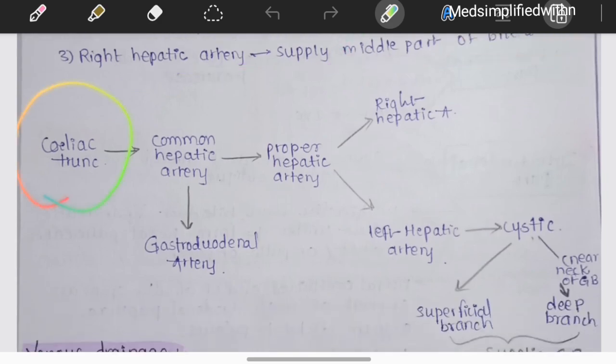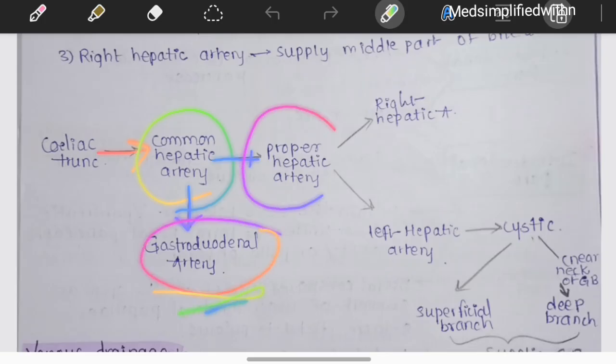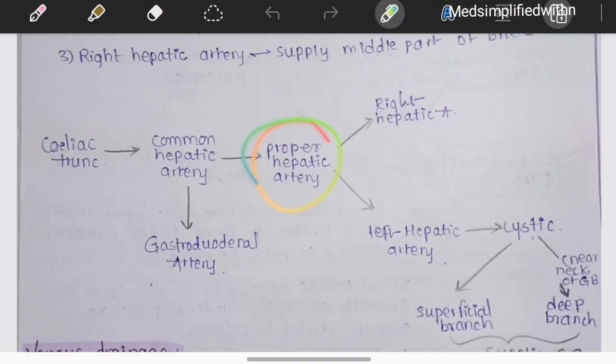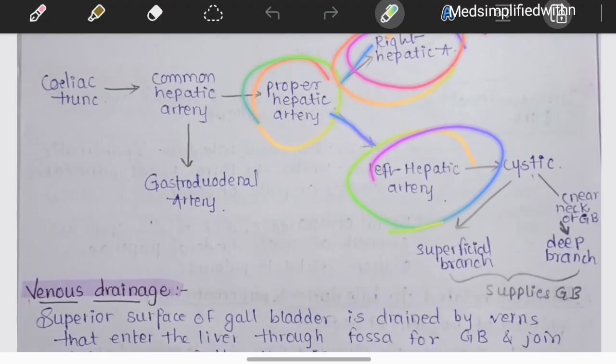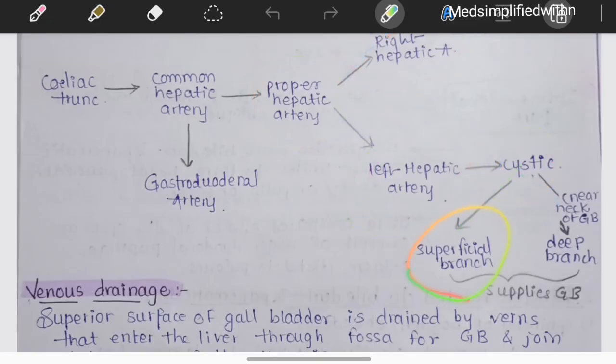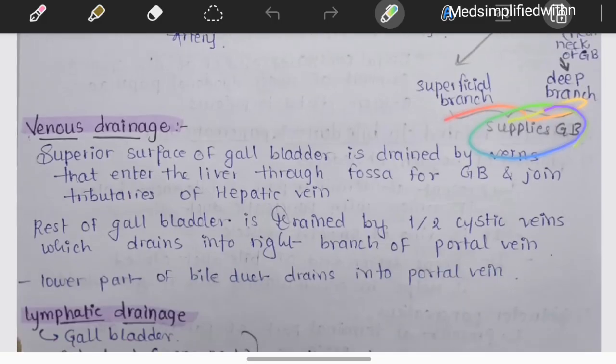Here is the celiac trunk. Then it forms the common hepatic artery that gives a branch, that is the gastroduodenal artery. Then the common hepatic artery forwards to the proper hepatic artery, which then forms the right and left hepatic arteries, and the right hepatic artery forms the cystic artery, and that has two branches, a superficial branch and a deep branch. Both supply the gallbladder.